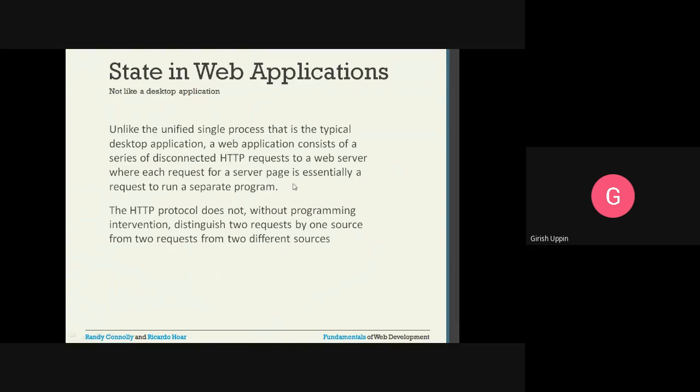Basically, those requests essentially ask for certain resources on the server so that a certain program can be executed. The HTTP protocol does not, without programming intervention, distinguish two requests from one source from two requests from two different users. As I said, if HTTP requests are coming from different users, the HTTP protocol doesn't have any way to know which user the requests are coming from. So we have to programmatically intervene in order to understand where the request is coming from.